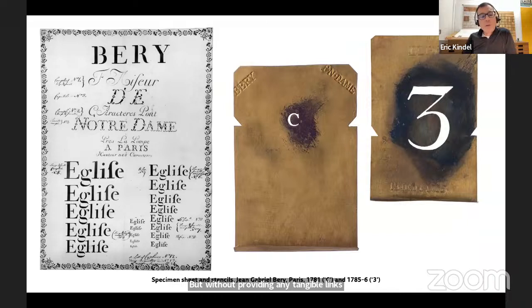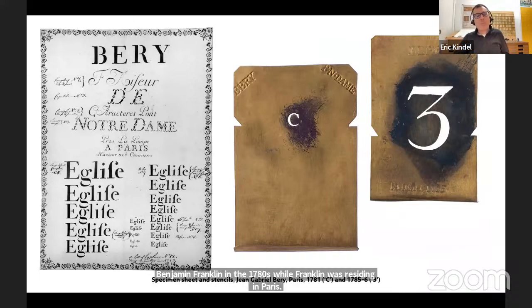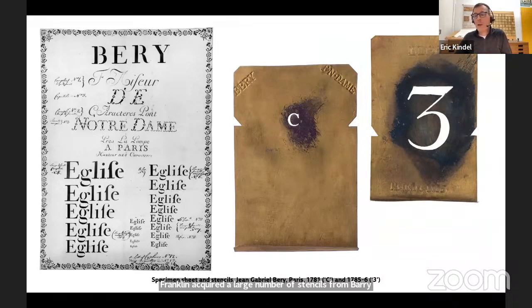But one exception is Jean-Gabriel Barye. His work has survived mainly because it was collected by Benjamin Franklin in the 1780s while Franklin was residing in Paris. Franklin acquired a large number of stencils from Barye and preserved his specimen sheet, both of which tell us a lot about what Barye made.